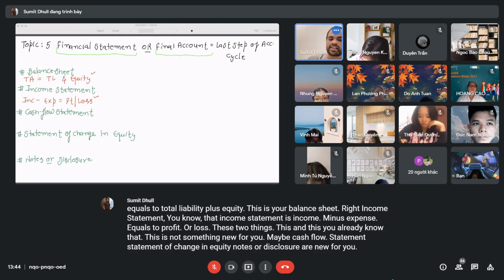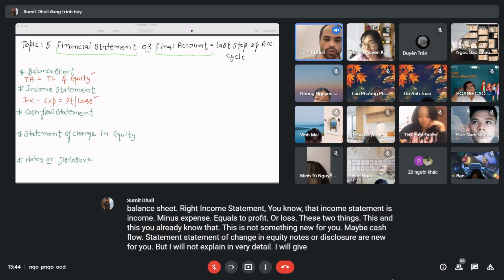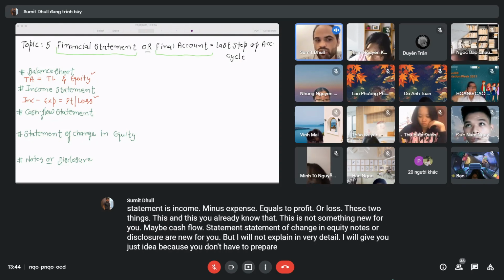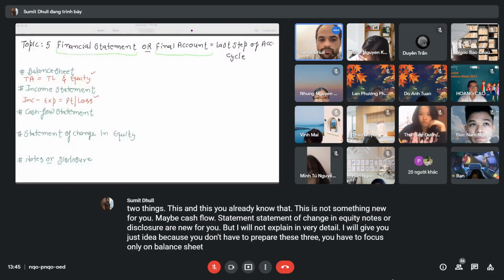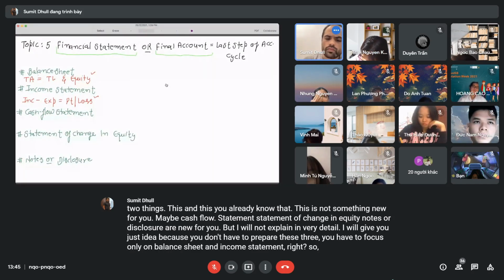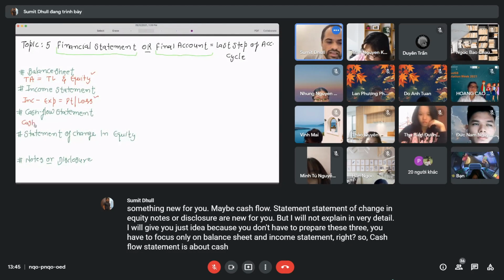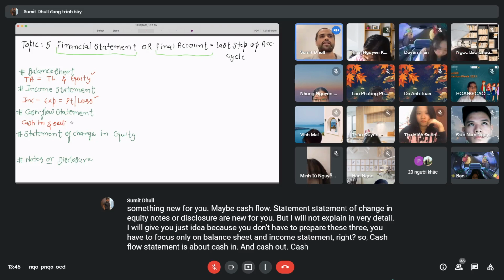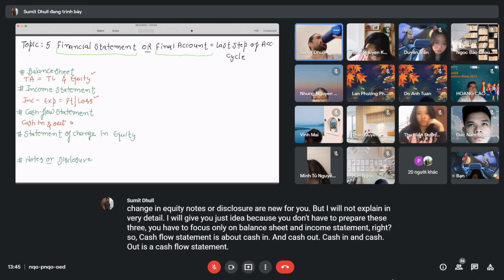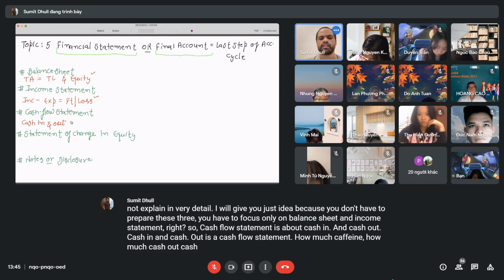I will not explain in very much detail, I will give you just an idea, because you don't have to prepare these 3. You have to focus only on balance sheet and income statement. Cash flow statement is about cash in and cash out. How much cash in, how much cash out, the cash flow statement tells you.